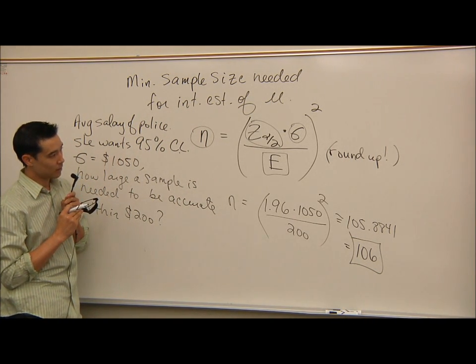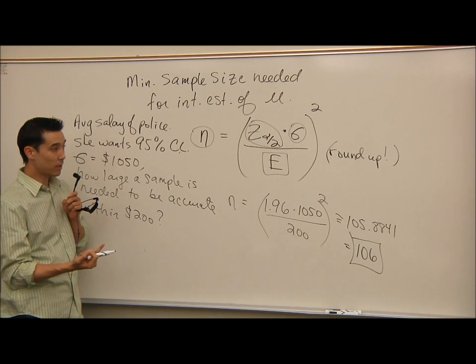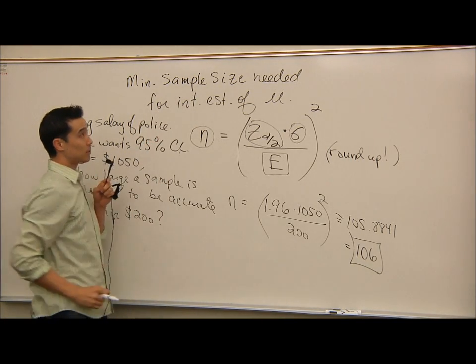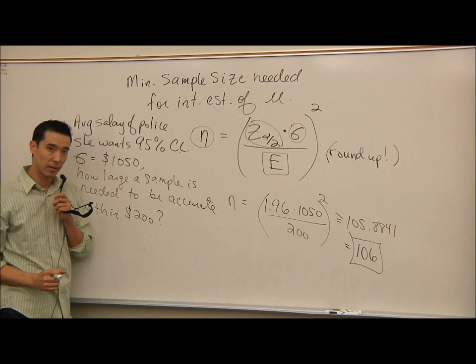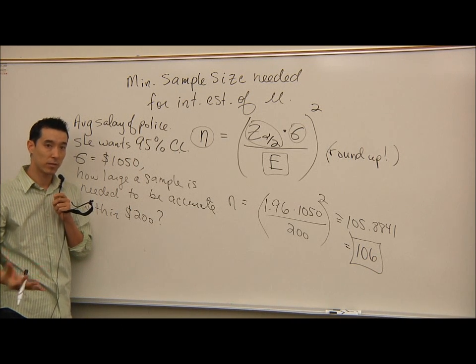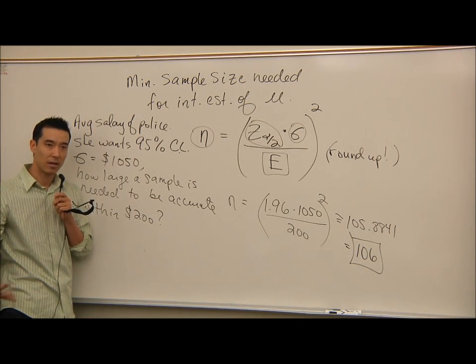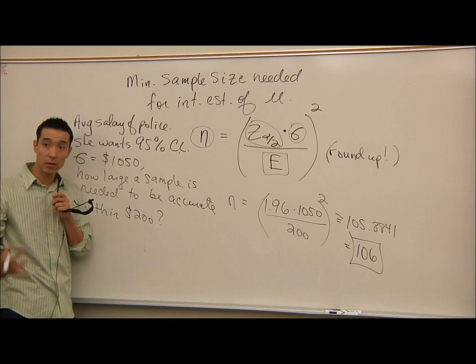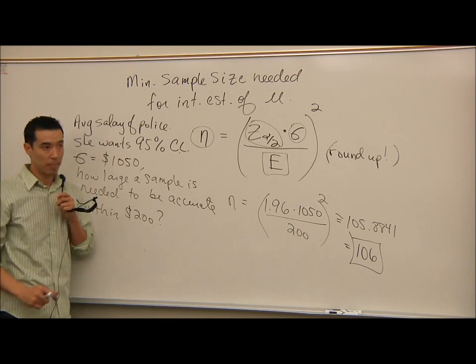Okay. So we did confidence interval for the mean, and we also did minimum sample size needed for the interval estimate of the mean. The formula we did today was when you know sigma. The next formula we're going to do is when you do not know sigma. I'll just save that for the next lecture. Are there any questions on this one? Okay, good.